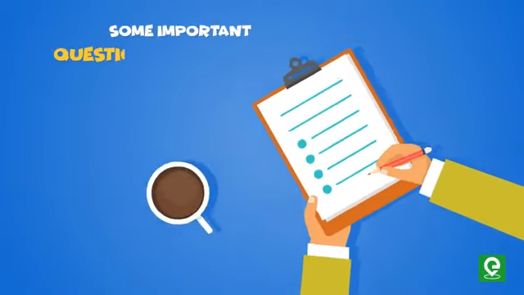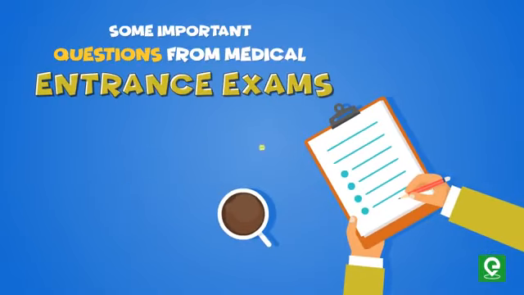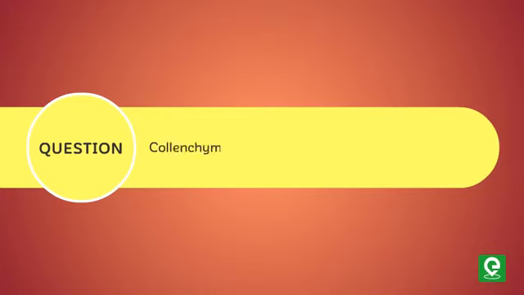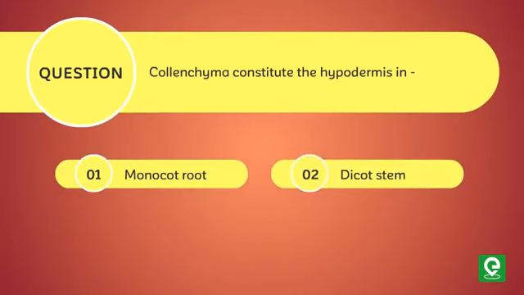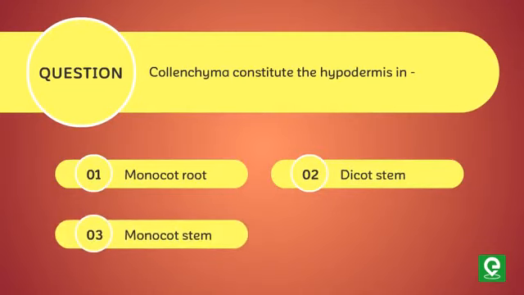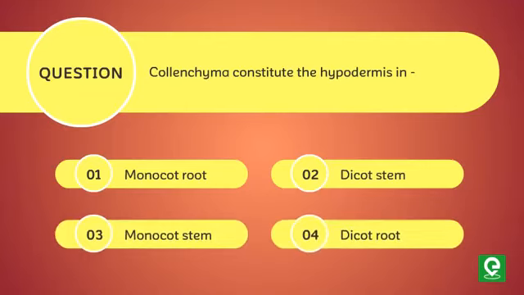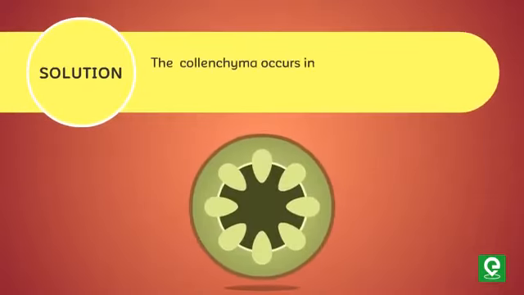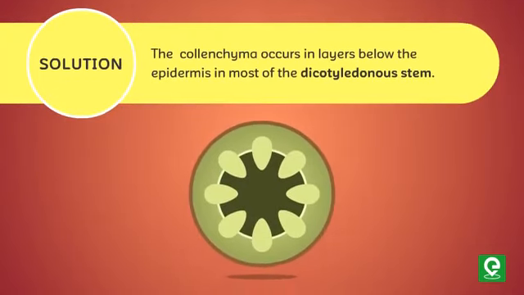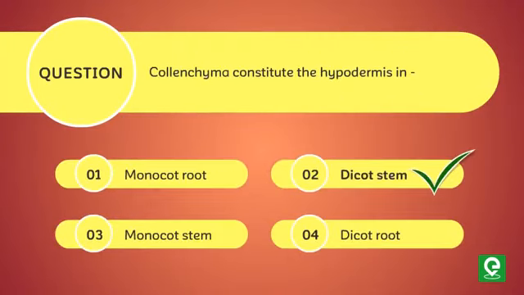Let's solve some important questions from medical entrance exams. Question 1. Collenchyma constitutes the hypodermis in: number 1, monocot root; number 2, dicot stem; number 3, monocot stem; or number 4, dicot root. This question was asked in AIPMT 2010. Solution. The collenchyma occurs in layers below the epidermis in most of the dicotyledonous stems. Hence, option 2 is correct.